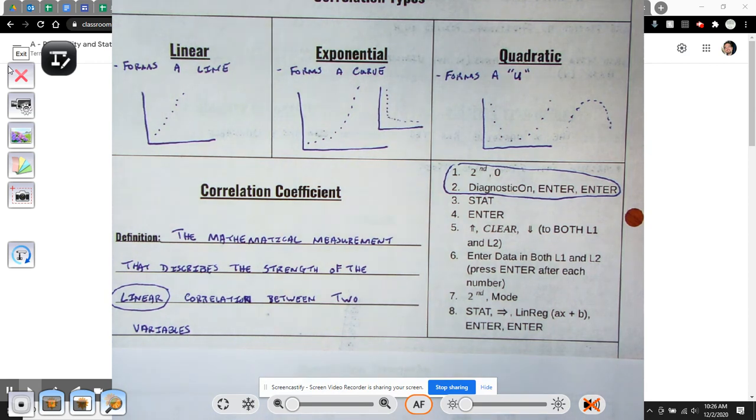Next, you hit stat, then you hit enter. And just like before in unit 2, we're going to move up, hit clear, move down. But we need to do this for both L1 and L2, or list 1 and list 2.